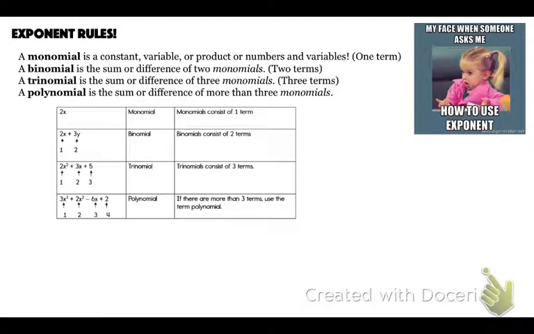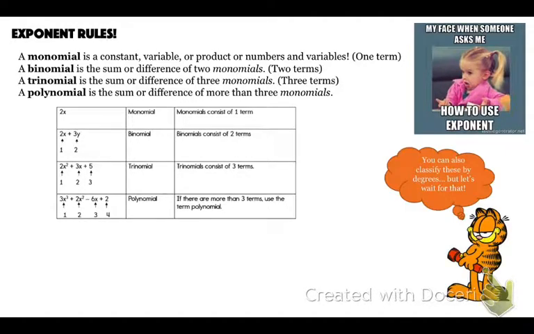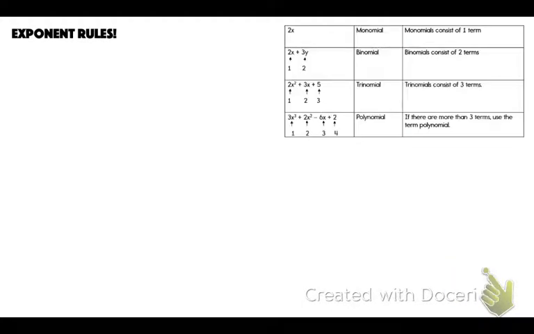Okay. And I went over this in the other video also. You're just going to get it double. Sorry, I recorded these backwards. But one term is monomial, two is binomial, three is trinomial, and four or more is polynomial. Okay, this chart would be a good thing to have written down somewhere in your notebook. You can also classify them by degrees, which is what I did in the other video.